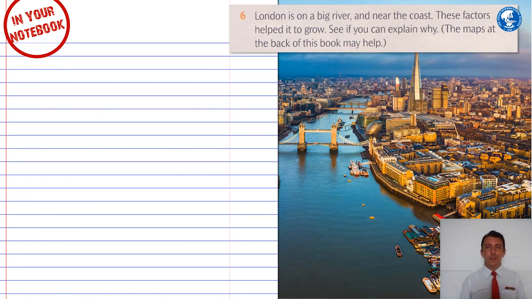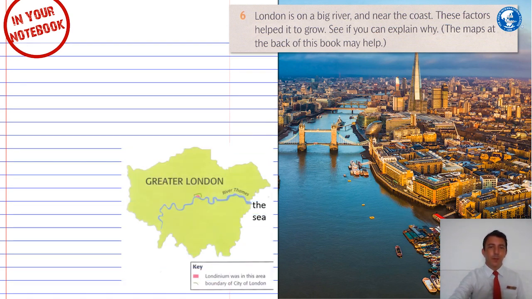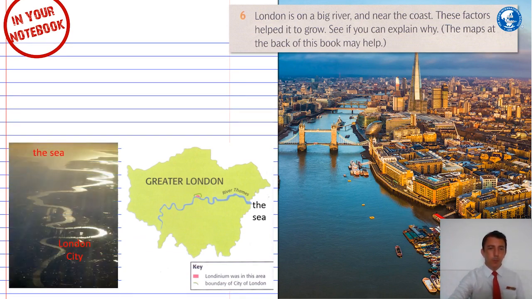Okay, let's look at question 6. London is on a big river, and it's near the coast. These factors helped it to grow. So, can you explain why? What did the River Thames and London's closeness to the sea provide that helped it to grow? So here's a map of Greater London, and we can see the River Thames flowing into the sea. And here's a photo. So again, pause the video, write your answer, and then we'll check.